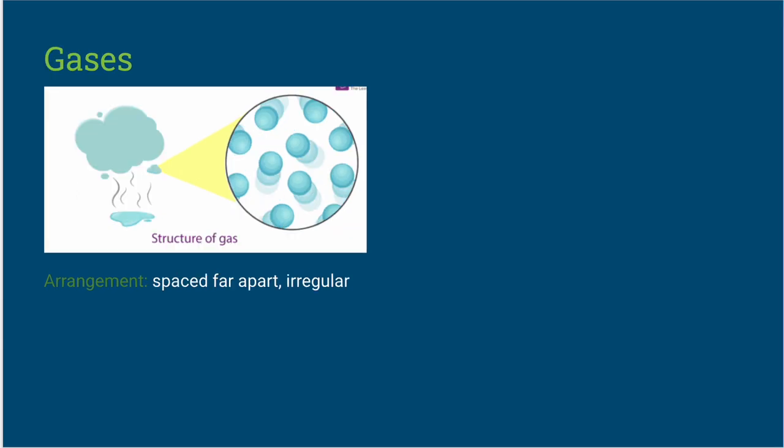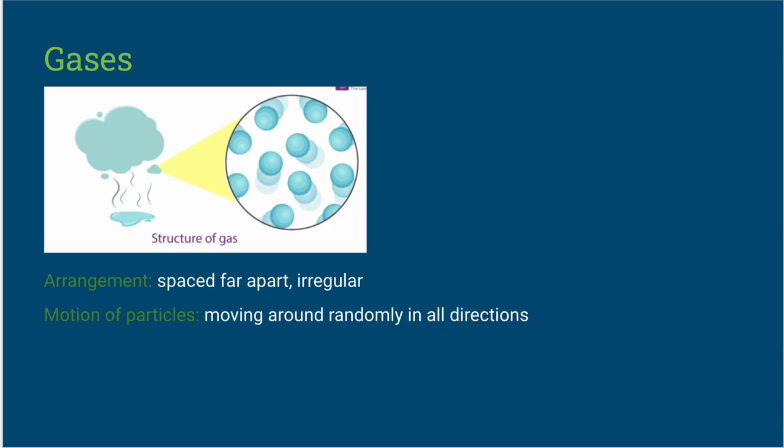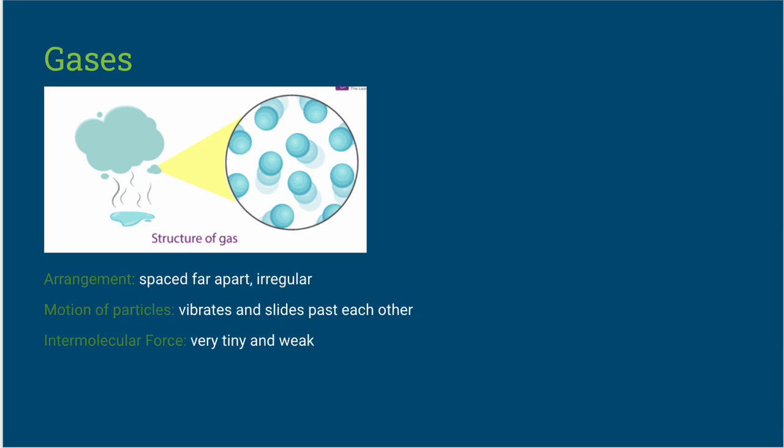So for gases, this time the particles are spaced very far apart and they're irregular and random in arrangement. The particles move around in all directions, and the forces that hold them together are very small and very weak, which allows them to move freely. The shape is not fixed. It can be compressed, or it can expand as well.